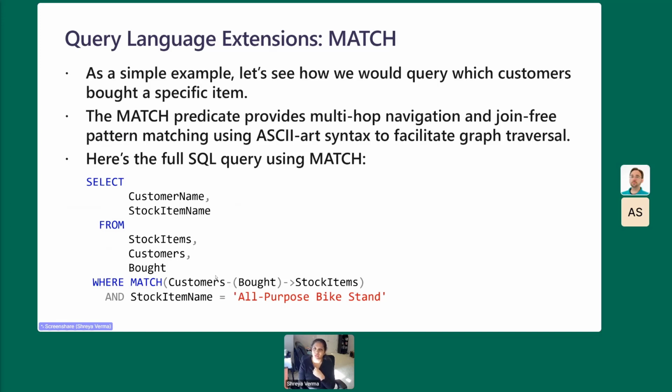And you always go from a node to another node via an edge. You never go from a node to a node directly. You always have to traverse via an edge. You can't go from node to node directly.